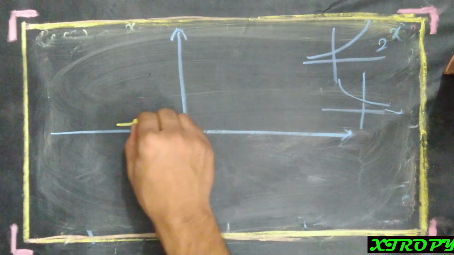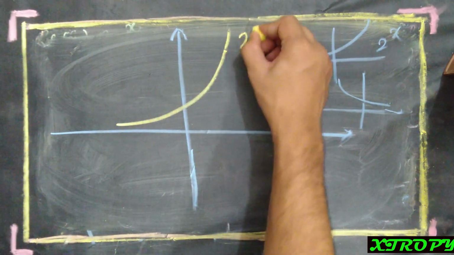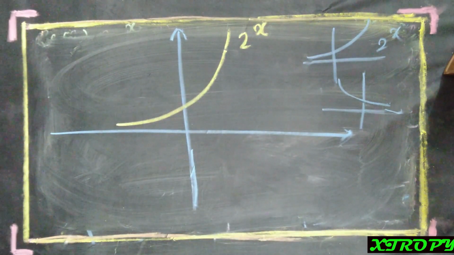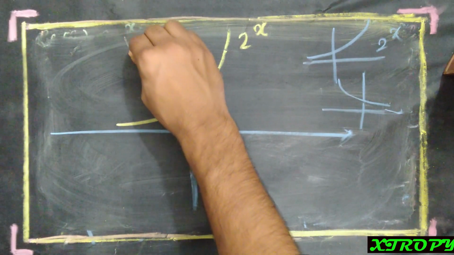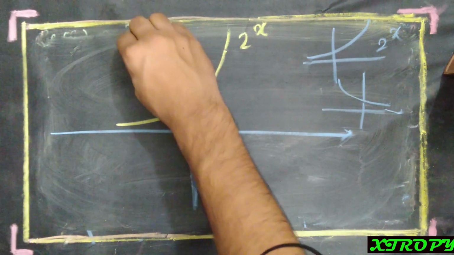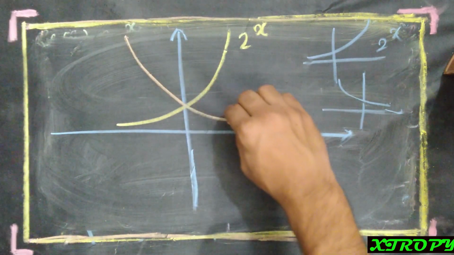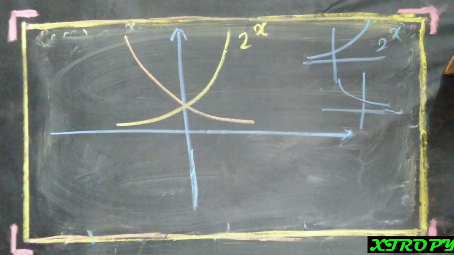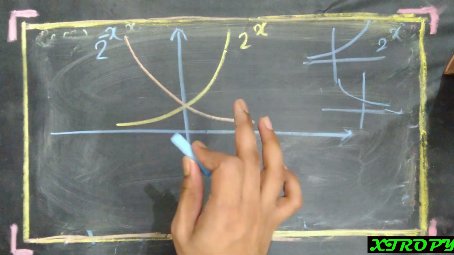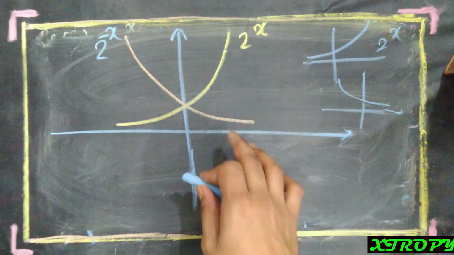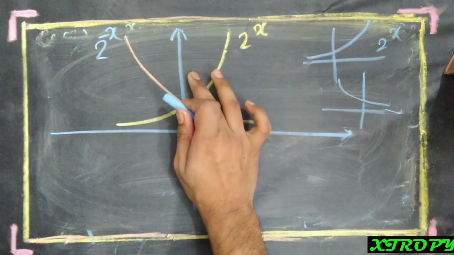This was your 2^x graph, and this was your 2^(-x) graph, right? So you can see that these two graphs are actually mirror images of each other with respect to the y-axis.